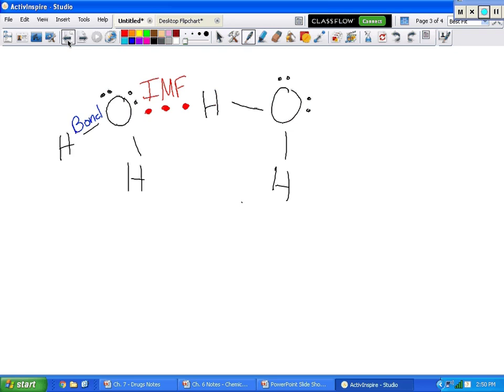So I've got one other interesting point that I want to talk about. What happens in these two different reactions? Change colors.